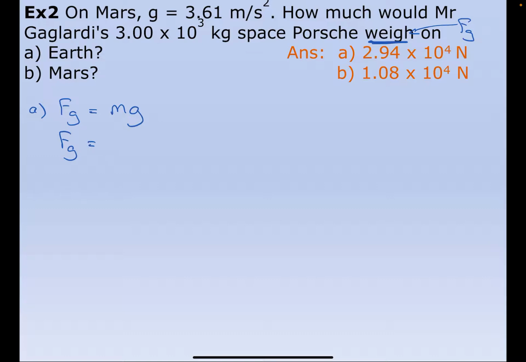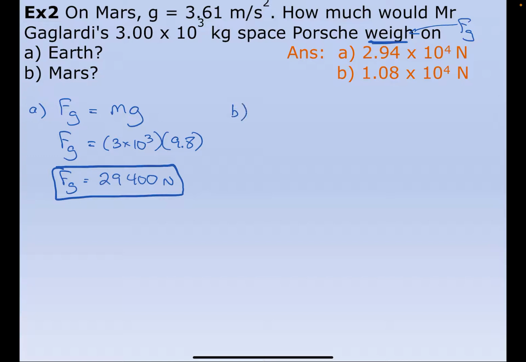Fg then is the mass of this thing, so 3 times 10 to the 3 kilograms times g on Earth, 9.8. We'll go ahead and multiply those, and Fg is 29,400, and that is 3 sig digs already. You could say 2.94 times 10 to the 3. That's correct as well.